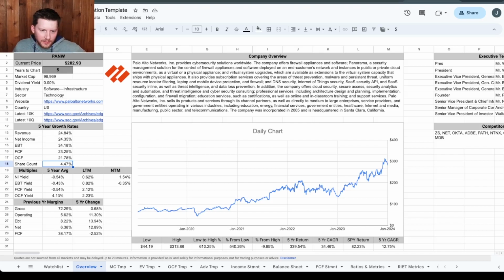So margins: gross margin 72%, operating 5.62, EBIT 8.22, net 6.38, free cash flow 38.17. And for this analysis, we are going to use free cash flow. That's going to be the main metric that we use for doing a relative valuation or a historical valuation analysis, because EBIT and net income is kind of skewed in the case of Palo Alto.